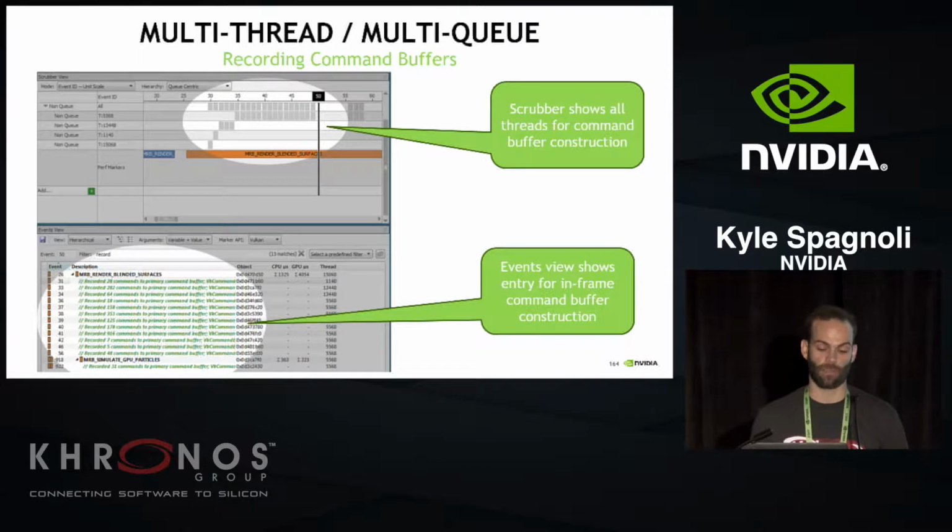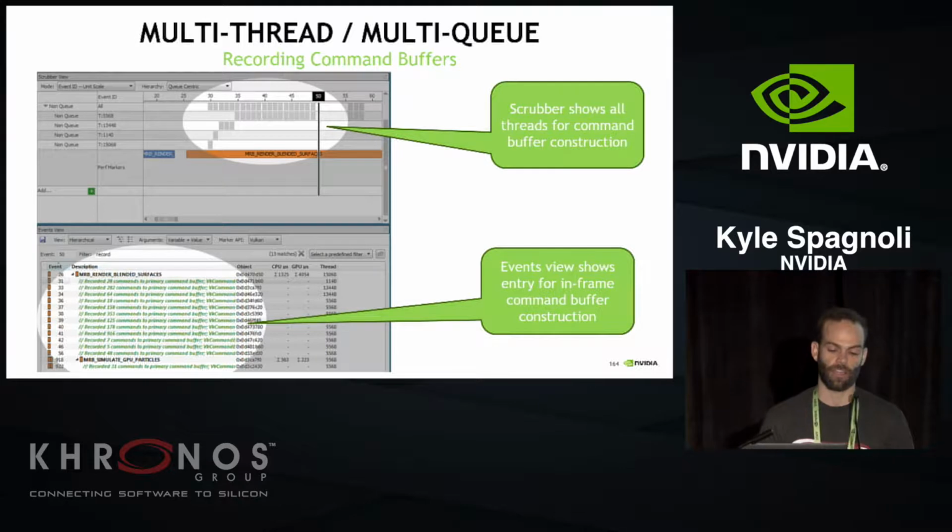One thing we're showing off here is the multi-threaded, multi-queue behavior of Vulkan. And as the guys in the panel previously mentioned, that's one of the main new features in Vulkan that allows for a lot of performance. Here we're showing Doom from id, and I believe Axel mentioned this is the multi-threaded recording that happens of multiple command buffers. Here at the bottom, you can see the events view, and we are highlighting that there are multiple commands being recorded to multiple command buffers across multiple threads simultaneously.